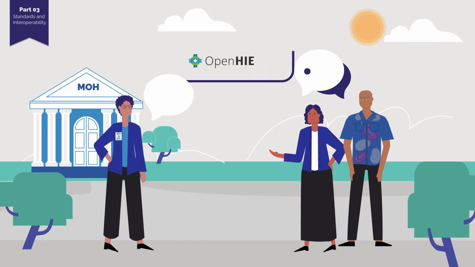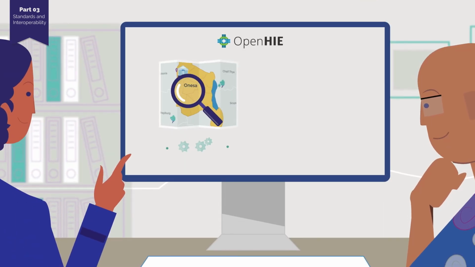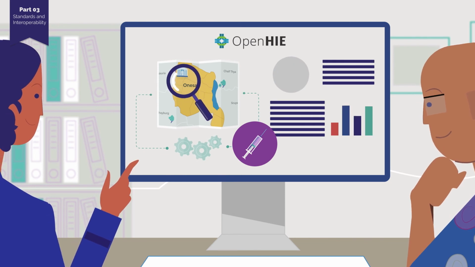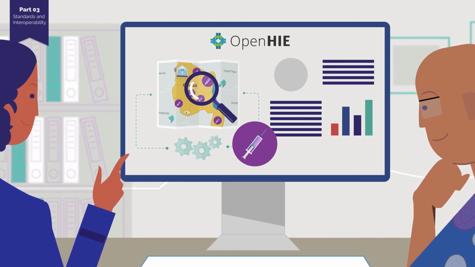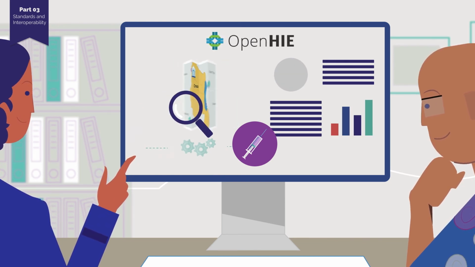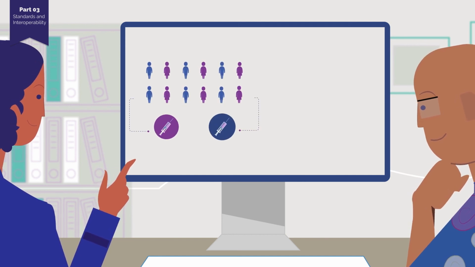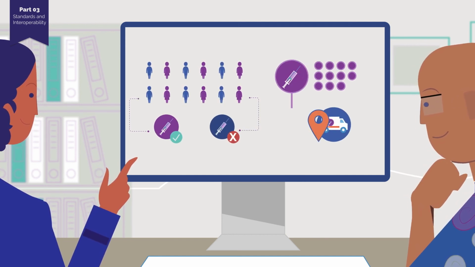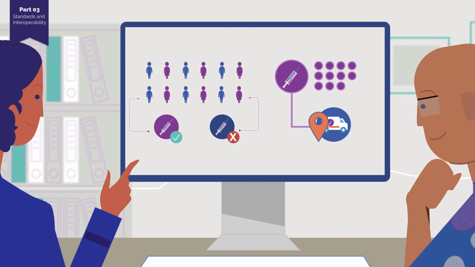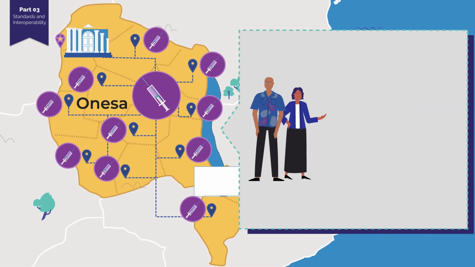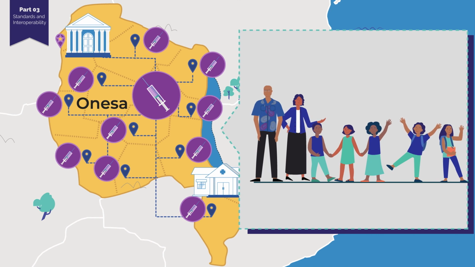The next year, when Isaac and Lucy need to do their planning, they can pull the data they need from the different systems together. This lets them see how many children need to be vaccinated, how many vaccines they have available, and how many they need to order. With their applications linked, Isaac and Lucy can ensure that all the children in their district and country are vaccinated and can grow up healthy.